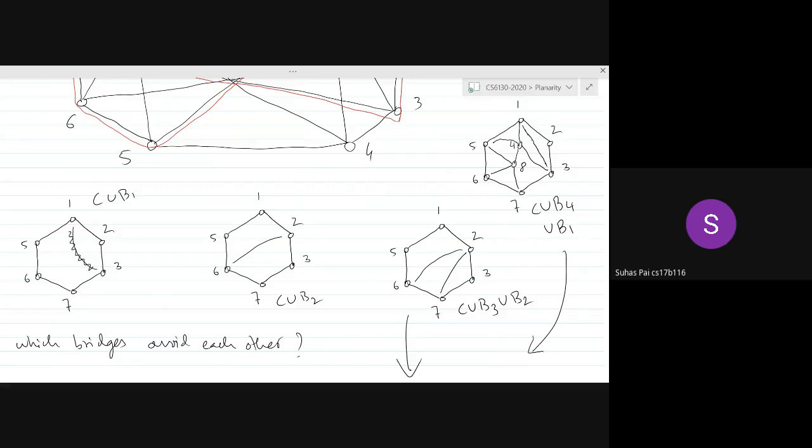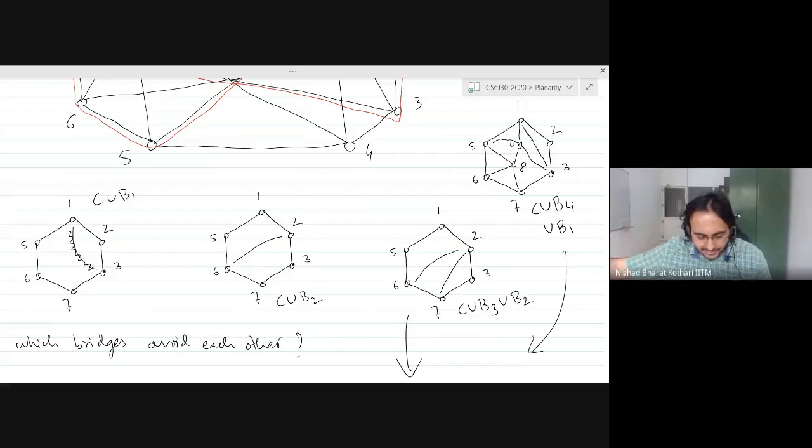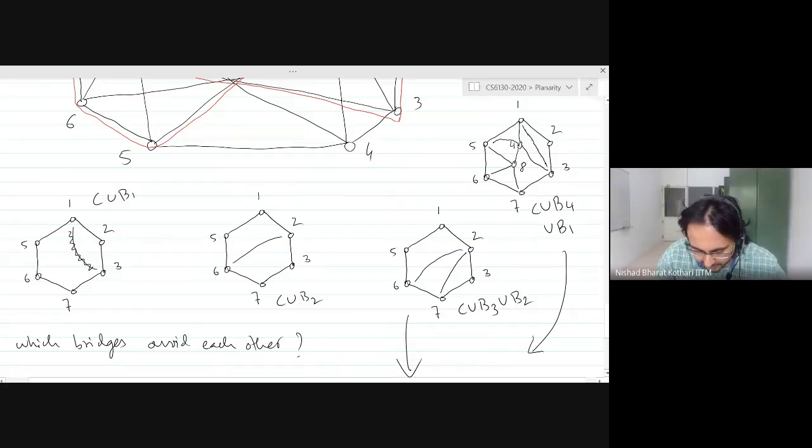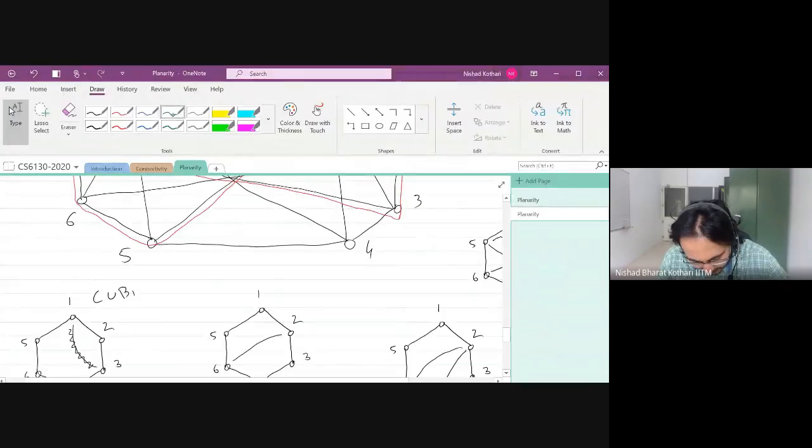No, I think here if you have an edge between 3 and 6, it fails. If you have an edge between 3 and 6, then the graph is no longer planar. And why is that happening? So let me just draw this edge you're saying and then get back to you.